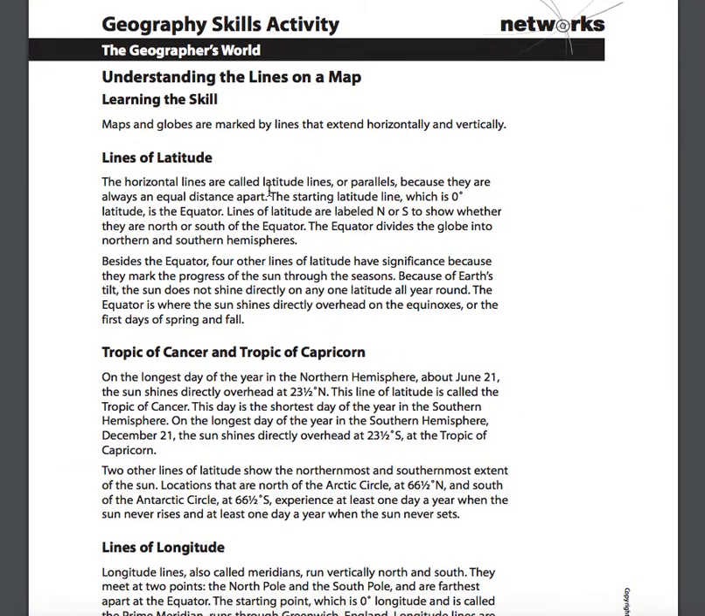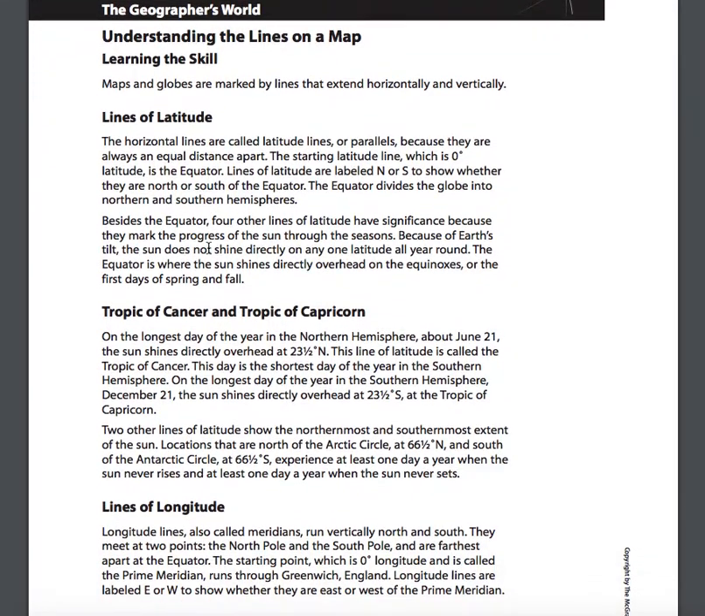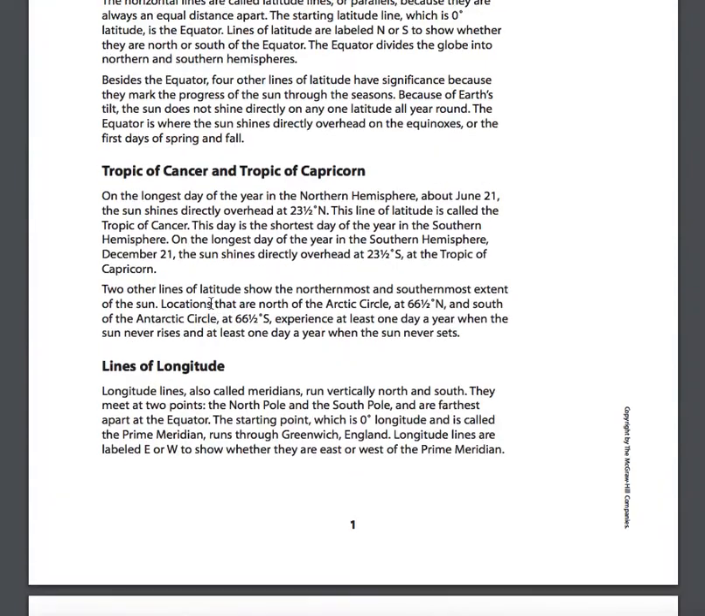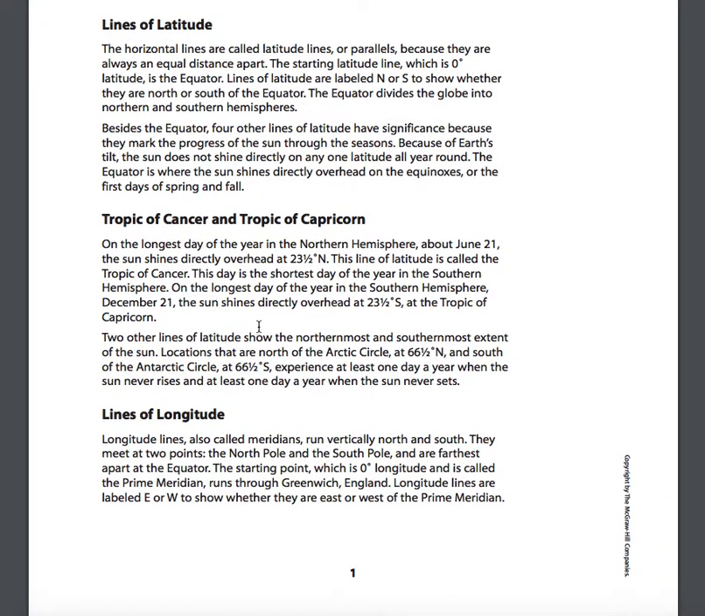Horizontal lines we're looking for are the equator and looks like the Tropic of Cancer and the Tropic of Capricorn. Well, the equator we know is going to be the one right in the middle, so letter C is the equator. Letter B and D must be the Tropic of Capricorn and the Tropic of Cancer. Let's quickly read through those.